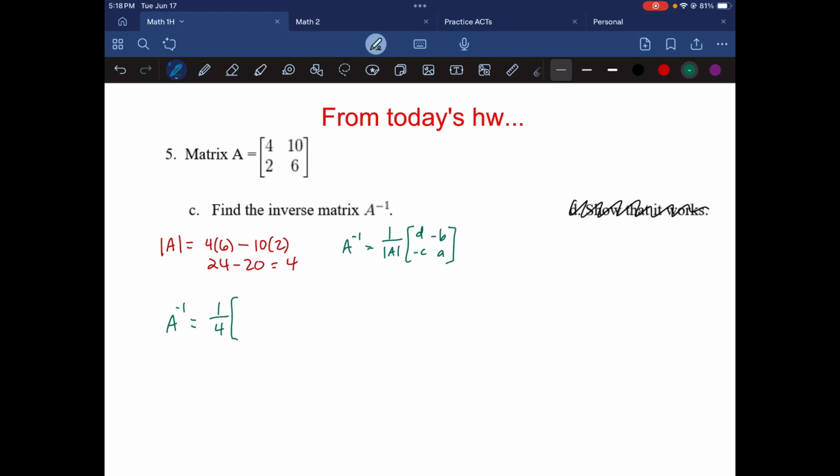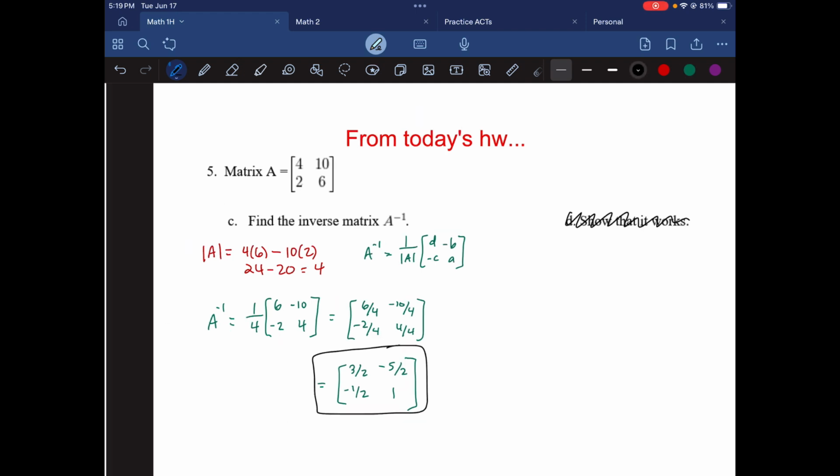We're going to swap the diagonal pieces, 6 and 4, and then make the other ones negative, or change their signs. And then we will simplify from there. We will make this 6 over 4, -10 over 4, -2 over 4, and 4 over 4, which 6 divided by 4 is the same thing as 3 divided by 2. -10 divided by 4 is -5 divided by 2. -2 over 4 is -1/2, and 4 over 4 is just 1. So there's your final answer.